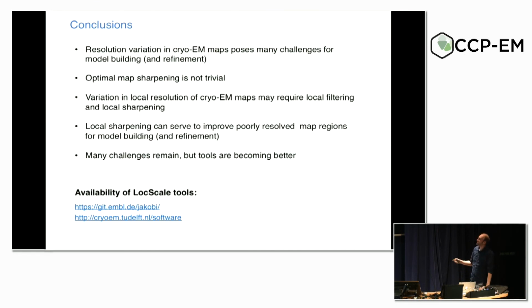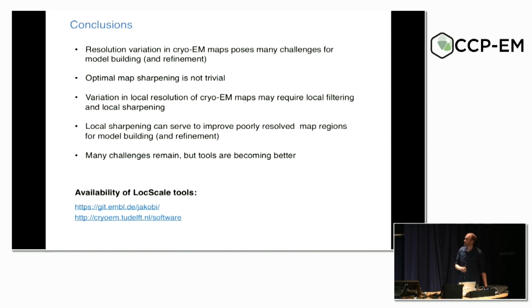I'll just come to conclude that resolution variation in cryo-EM maps poses many challenges for model building and possibly also for model refinement. I think that optimal map sharpening is not as trivial as we often think, but a variation in local resolution in cryo-EM maps may require local filtering. I think that has become common practice already, but it may also require local sharpening. And I believe that local sharpening in cases can serve to improve poorly resolved map regions and aid you in model building. There are many challenges, I think, that remain, but we are working on making the tools better, and there are also other approaches that are coming up.